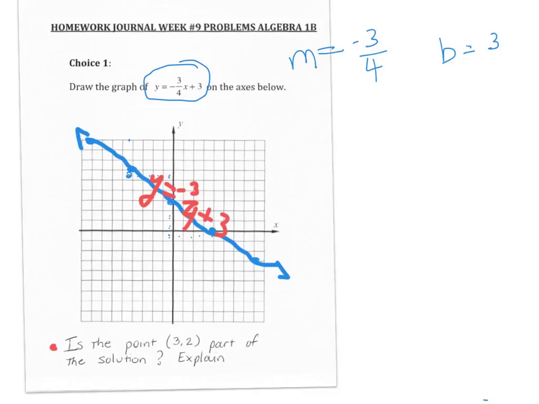The next part of my question asks me, is the point 3, 2 part of the solution? And my answer is no. 1, 2, 3, 2. The point 3, 2 is all the way up here. That is not on my graph. It is not on the graph, so it is not part of the solution.